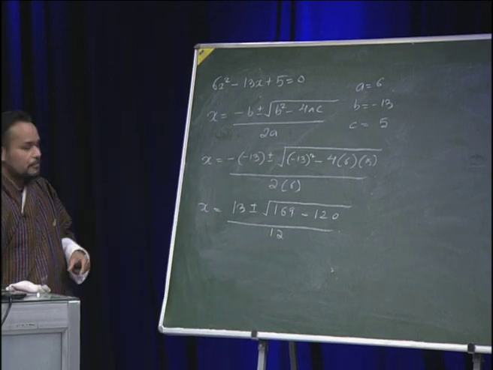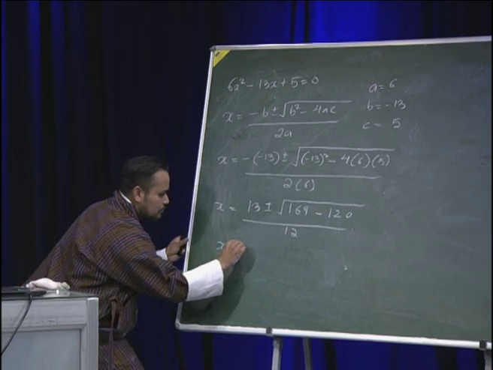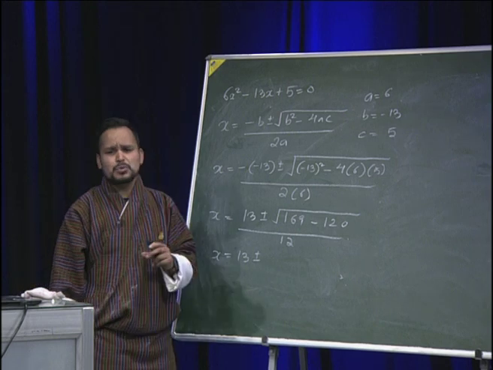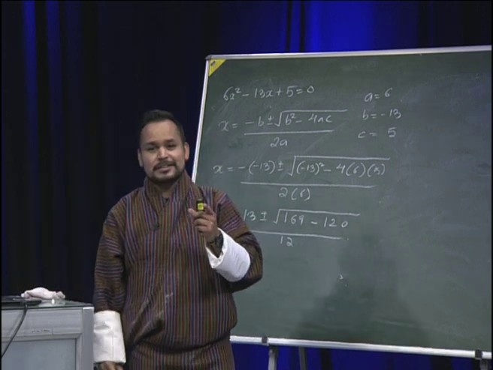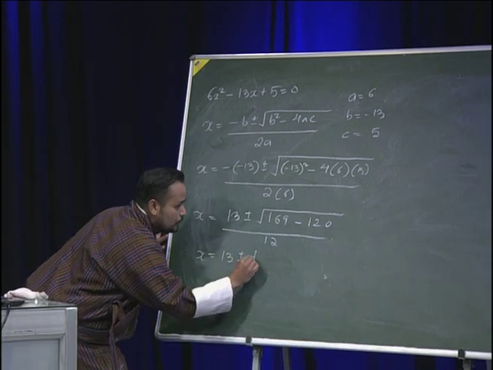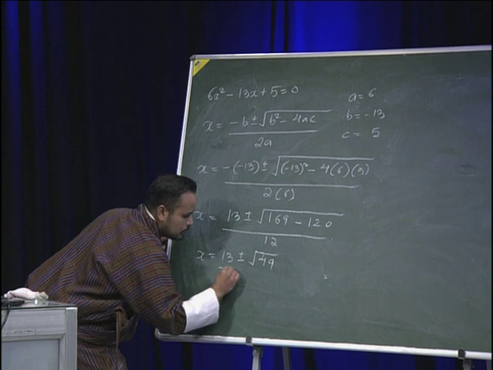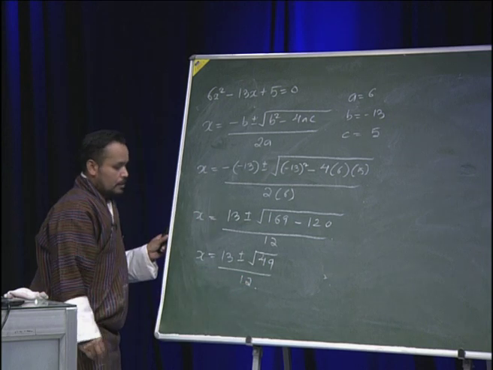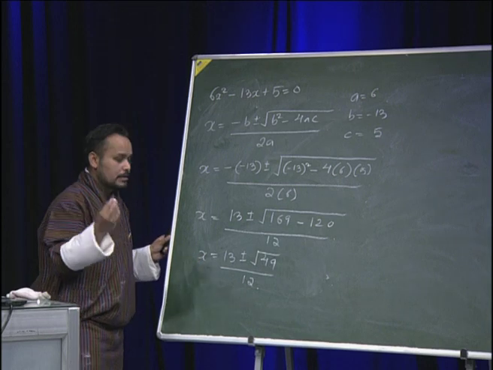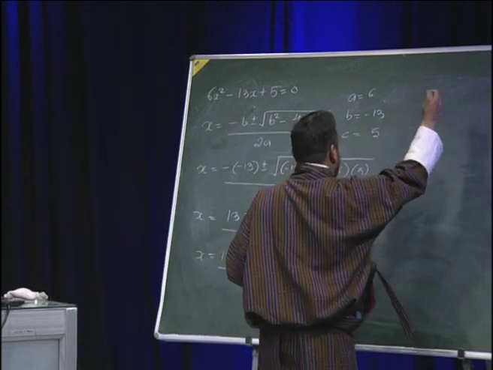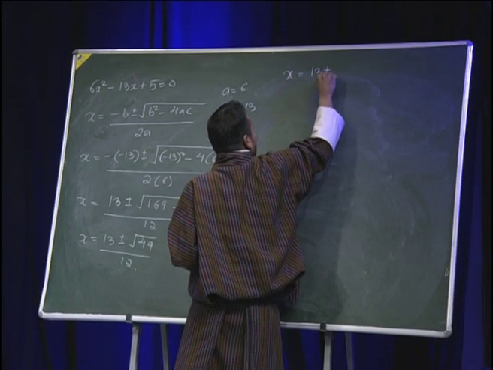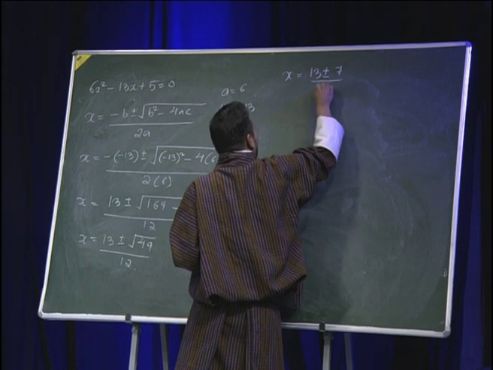Now let me simplify further. x will be equal to 13 plus or minus root of 169 minus 120. What's the answer? You got it correct, it is 49. Root of 49, whole divided by 12. Now root of 49 is a perfect square, 7. Therefore, x will be equal to 13 plus or minus 7 over 12.